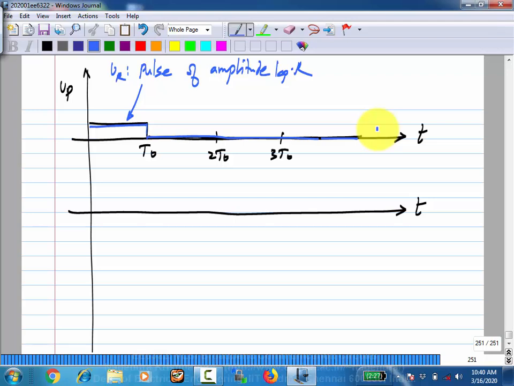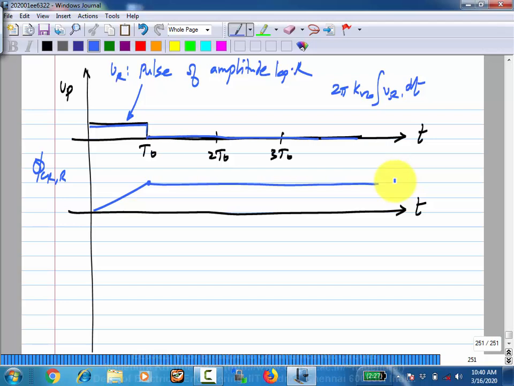Now, what is the phase change due to this? How would you calculate this? Basically, you have to compute 2 pi KVCO integral VR dt. What will that be? It will ramp up like that and stay there, right? And what will be the height? 2 pi KVCO ICP R T naught.